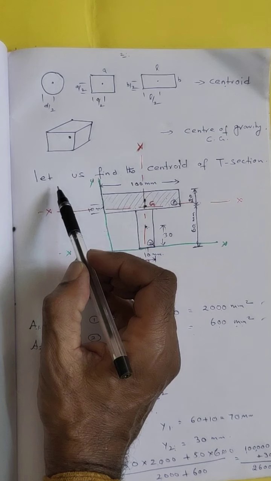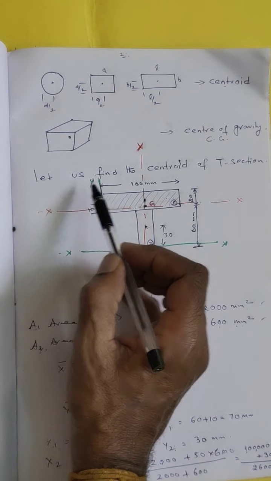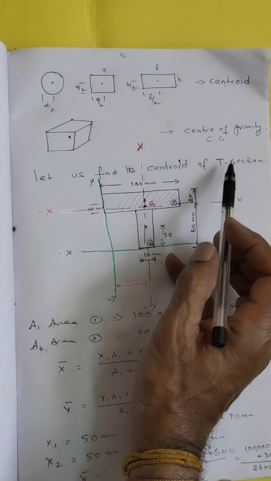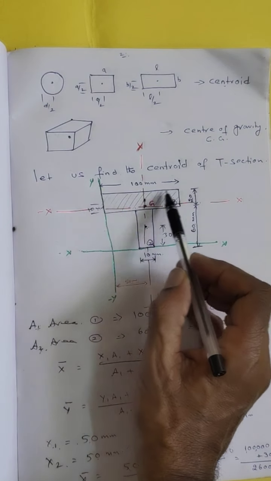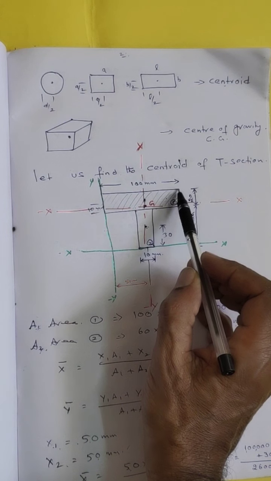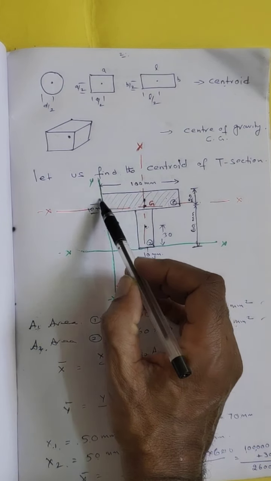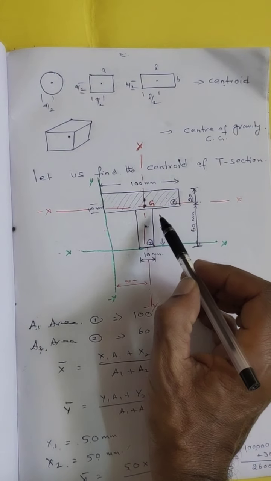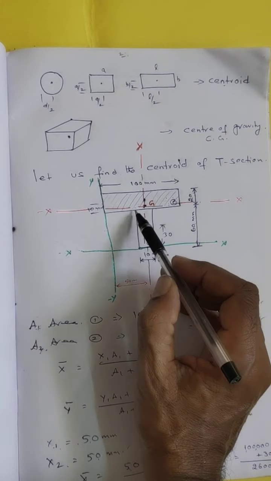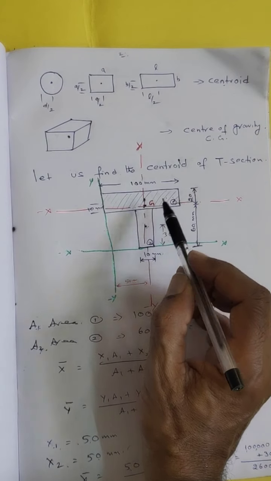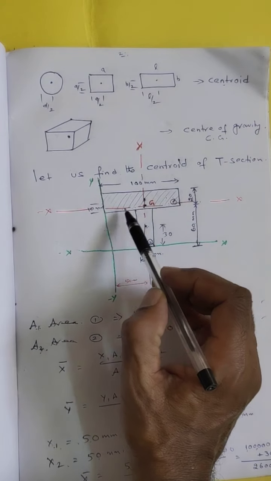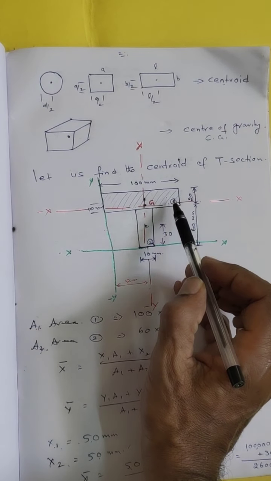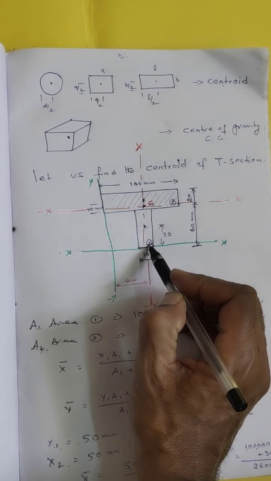Now we are going to see how to find the centroid of a T section. Let us assume a T section which is 100 mm by 20 mm, the flange, and 60 mm by 10 mm is the web. So this T section can be divided into two regular surfaces. We can mark it as 1 and this is 2.